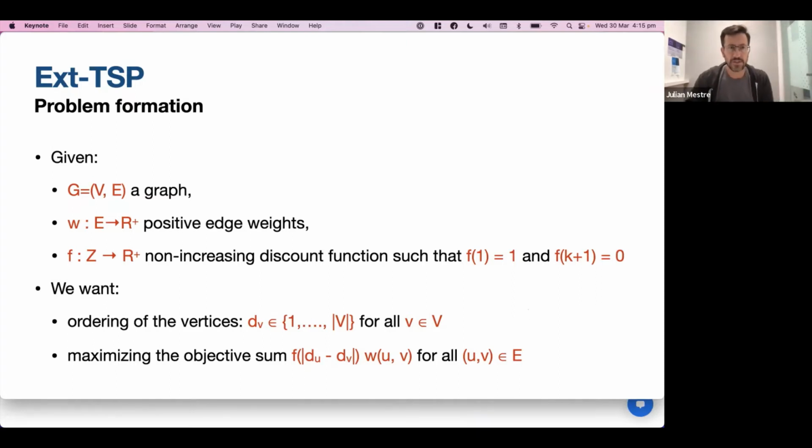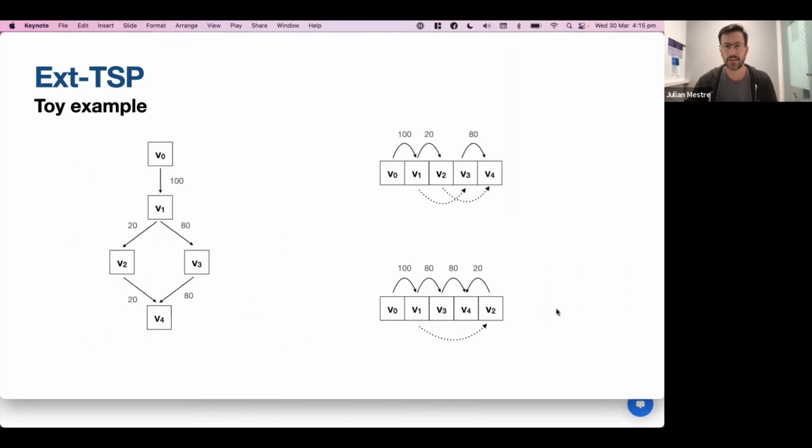Are there any questions about the problem itself or the motivation? This is a good time to answer questions, maybe. And if there are no questions, I can show you an example, in case this was not clear.